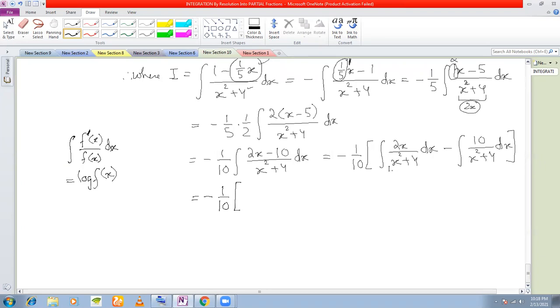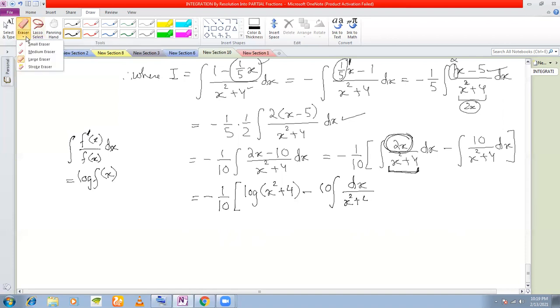So you see here, you have x square plus 4, and the derivative of x square plus 4 is 2x, and you already have 2x. All this drama that I have done here, all these steps, was only to get 2x here, which I have already got. So now I can write this as log of x square plus 4, the log of the denominator, right? Minus 10 times the integral of dx by x square plus 4, isn't it?